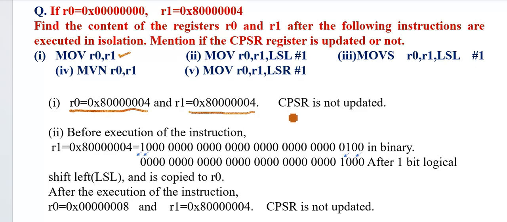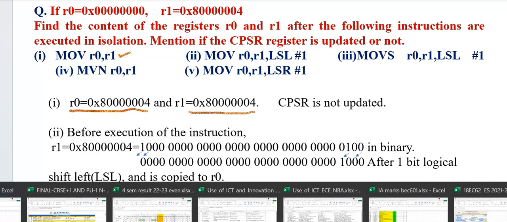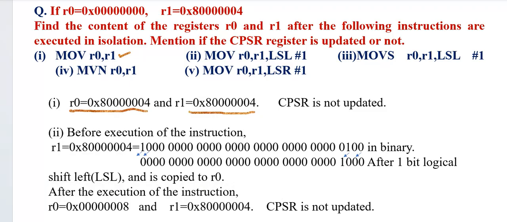In the current program status register, four flags are there. These flags are actually not updated, because no instruction affects them here. If any arithmetic instruction results in carry, overflow, negative and so on, then the flags are going to be affected. In this case it is just a move instruction, so the current program status register is not going to be updated.